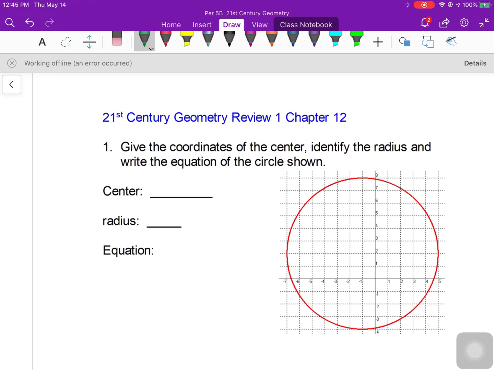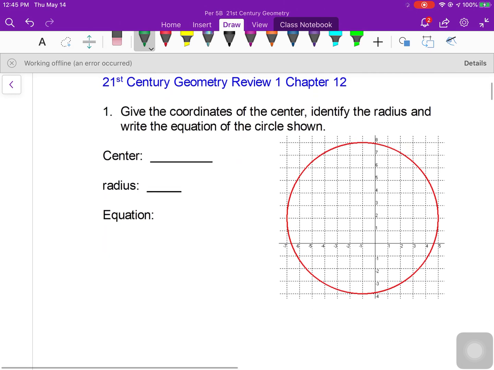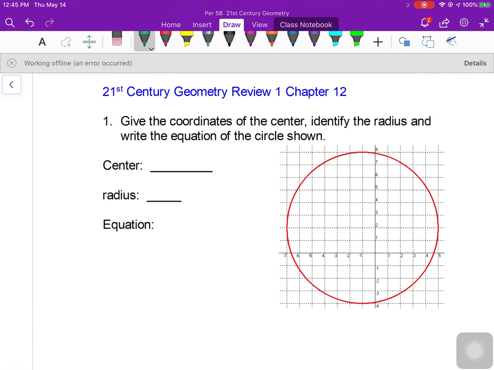What we just finished up with was writing the equation of a circle when it was graphed in the coordinate plane, or writing the equation of a circle when they gave you information about it, or graphing a circle given its equation. And all of those required us to know the center and the radius. So let's begin by looking at this graph and finding the center and the radius. The center on this one appears to be at -1 and up 2. So there's our center C.